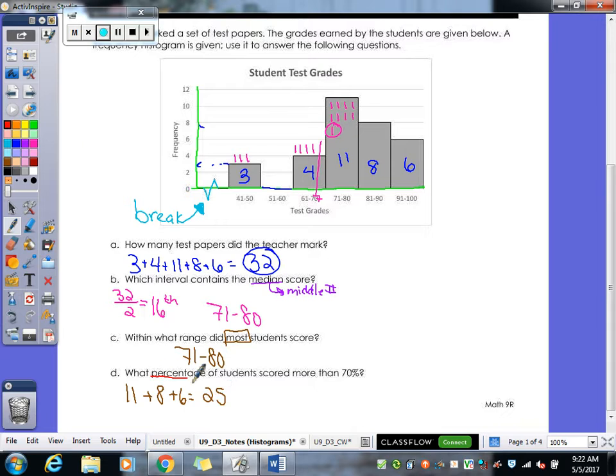So to figure out our percentage, 25 over 32 gives us what? It should be a decimal. 0.78125. To turn that into a percent, you just move your decimal 2 places to the right. So it's 78.125% of them. Do not round your decimal if they don't tell you to. You have to keep the whole thing.